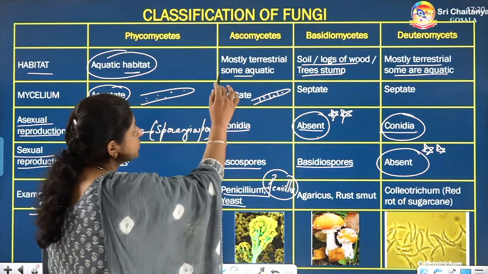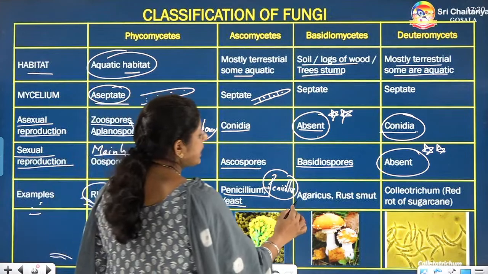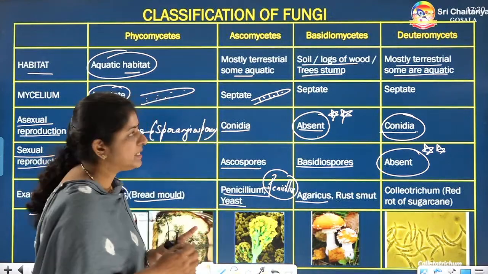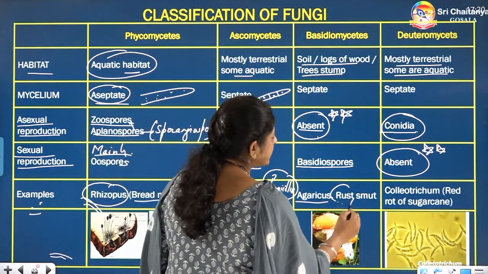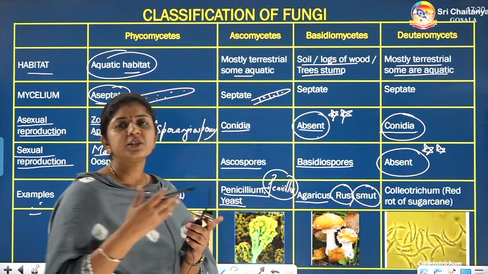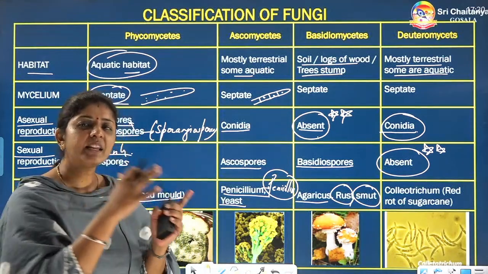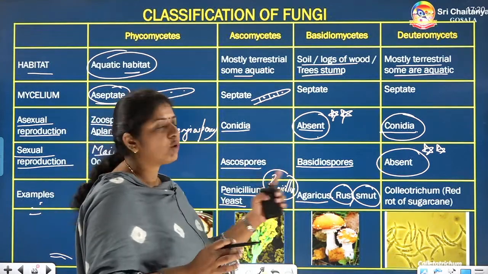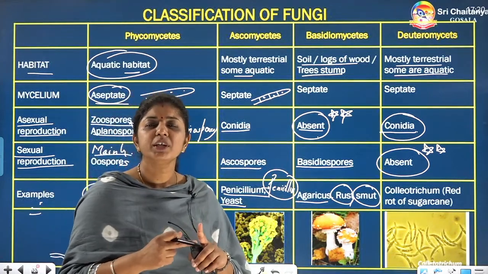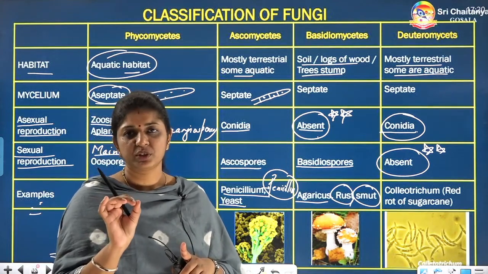Yeast even belongs to the Ascomycetes, which is unicellular, right? Then coming to the Agaricus, like mushrooms, these are even belonging to the Basidiomycetes. Rust and smut, these are the diseases caused by the fungus. Rust disease, smut disease, these are even belonging to Basidiomycetes, right? Agaricus are what thing? Mushrooms, and all mushrooms are not edible. Only few species are edible mushrooms, right?